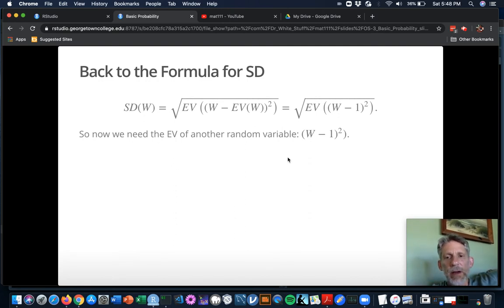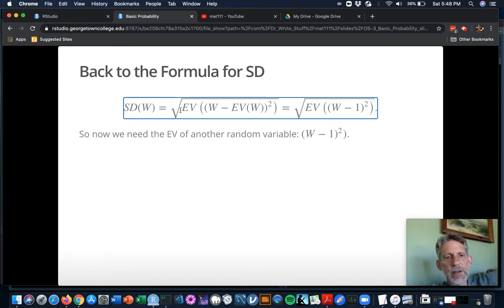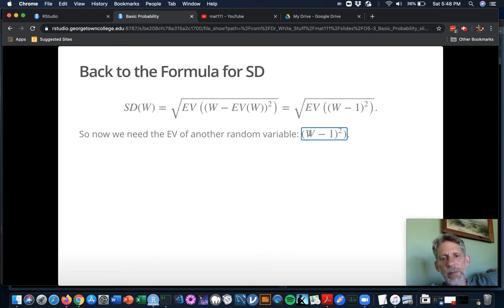Now let's think about how to use this in the formula. The standard deviation of W by definition is the square root of the expected value of the square of W minus this expected value. The expected value of W is 1. So we're really going to be looking for the square root of the expected value of the square of this new random variable W minus 1. So we're going to focus in on this random variable here, W minus 1 squared.